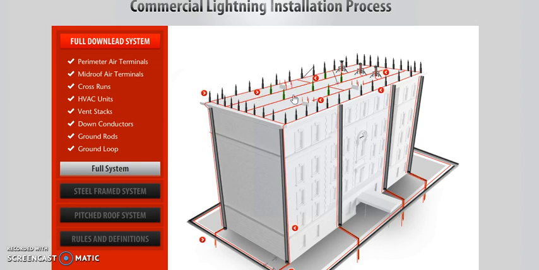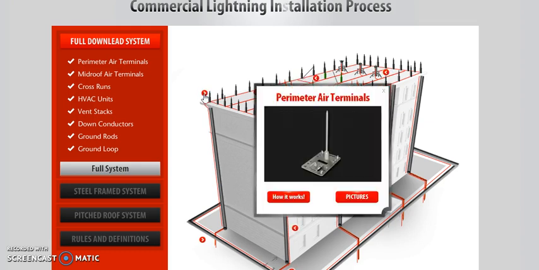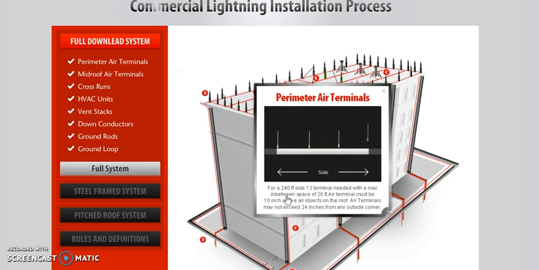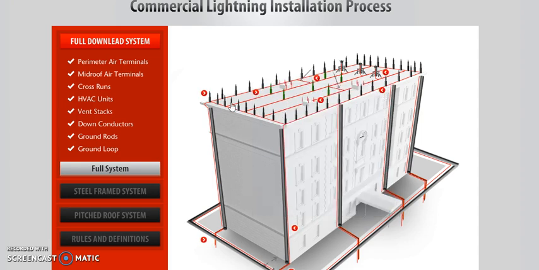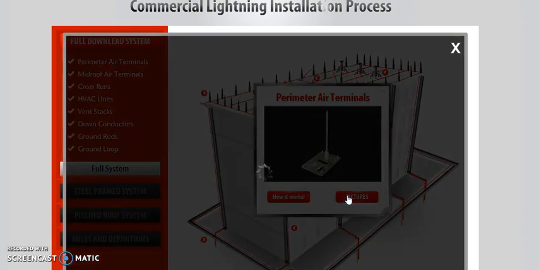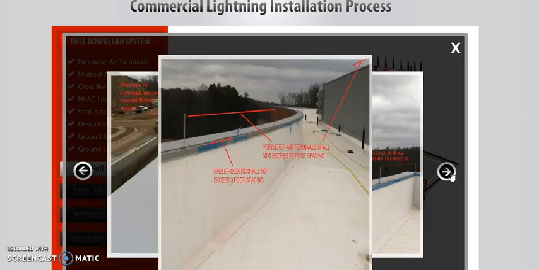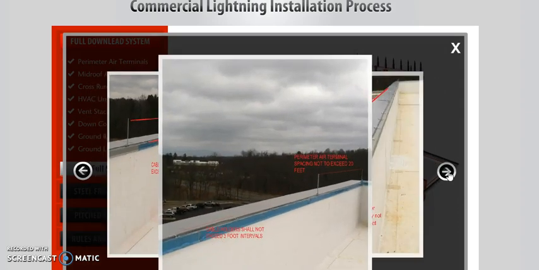Each one of these little arrows bouncing side to side is a clue that they can get a little bit more information. So if we click on this for perimeter air terminals, they can click on pictures and they can click on how it works. How it works gives them a little bit of an animation there with a rule. And then they can also click on the pictures to see what it really looks like. And the pictures are notated with additional rules as well.